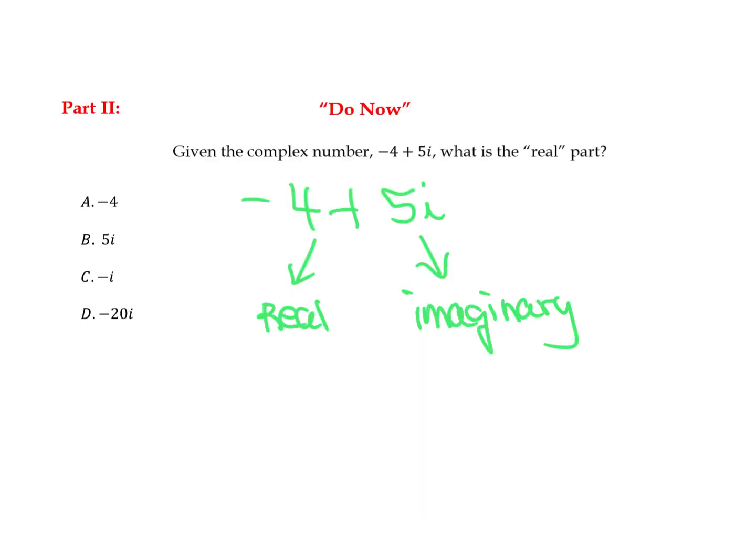All right, in this example, you're given the complex number -4 plus 5i, and you're asked what is the real part. The real part is always going to be the number without the letter i. Therefore, the real part would be -4. The imaginary part of this number would be 5i.